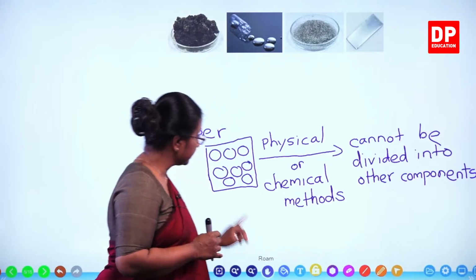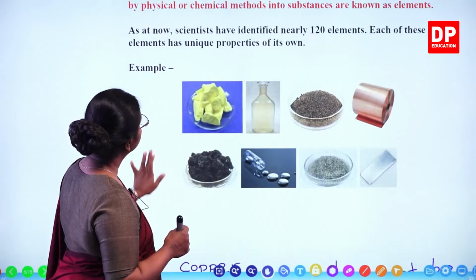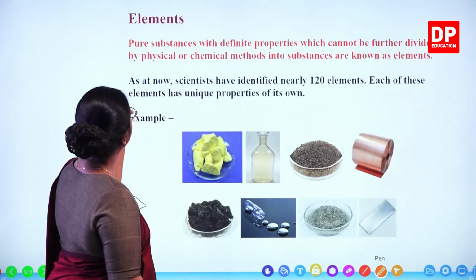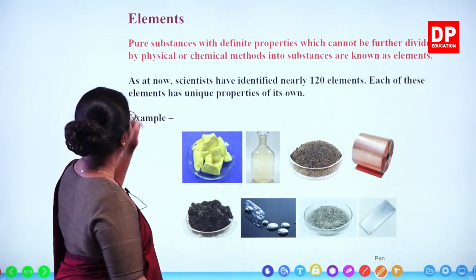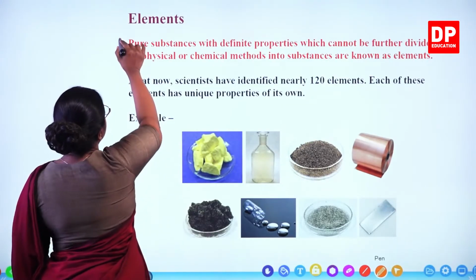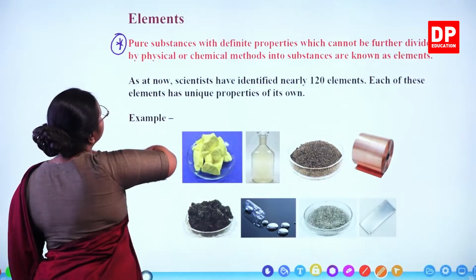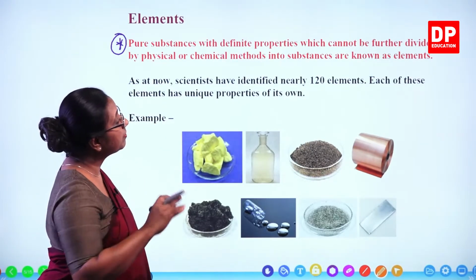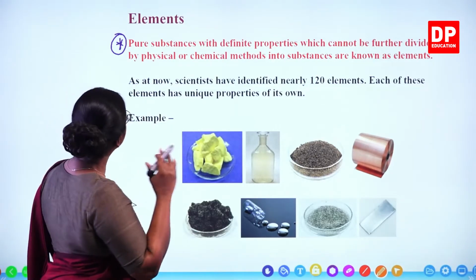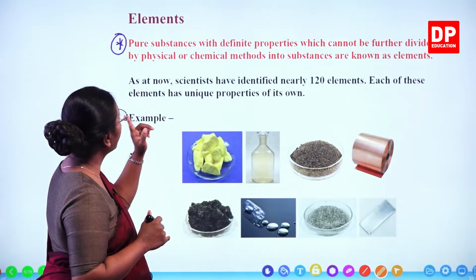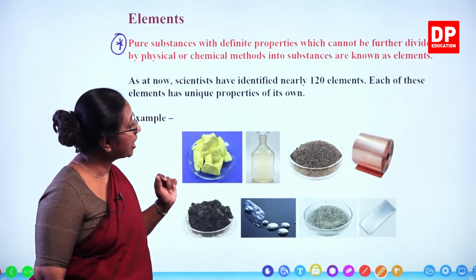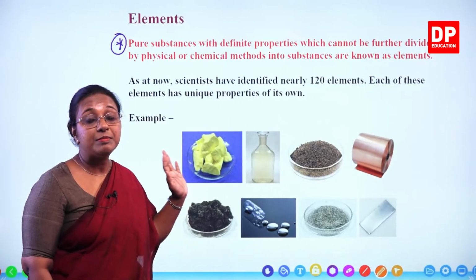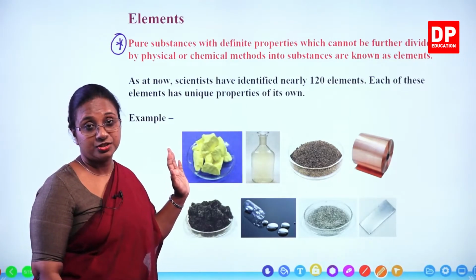So, with that understanding, we will go back. So, here you can see elements. I explained this to you all. So, pure substances, you have to remember this. Pure substances with definite properties which cannot be further divided by physical or chemical methods into substances are known as elements. You all have to remember that explanation.